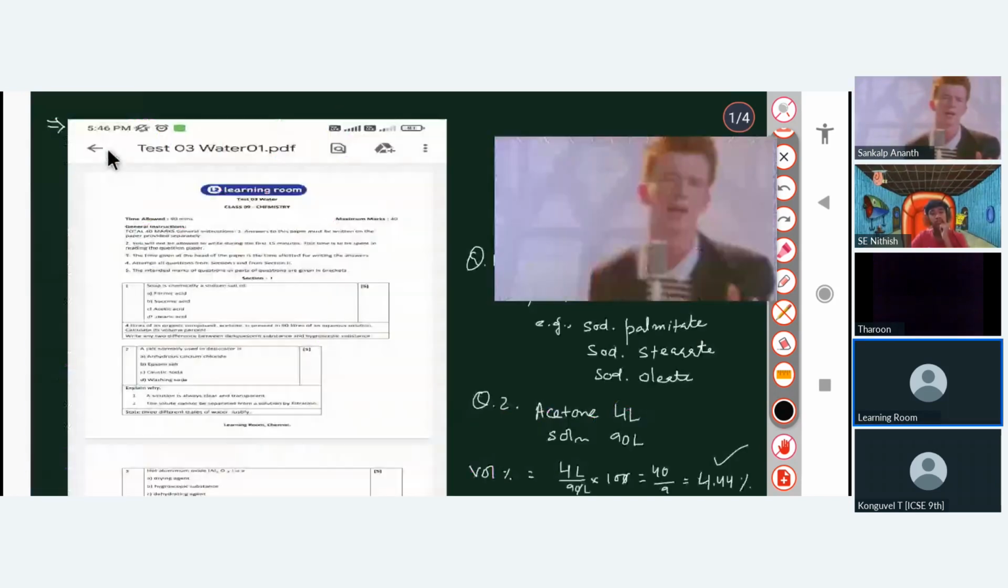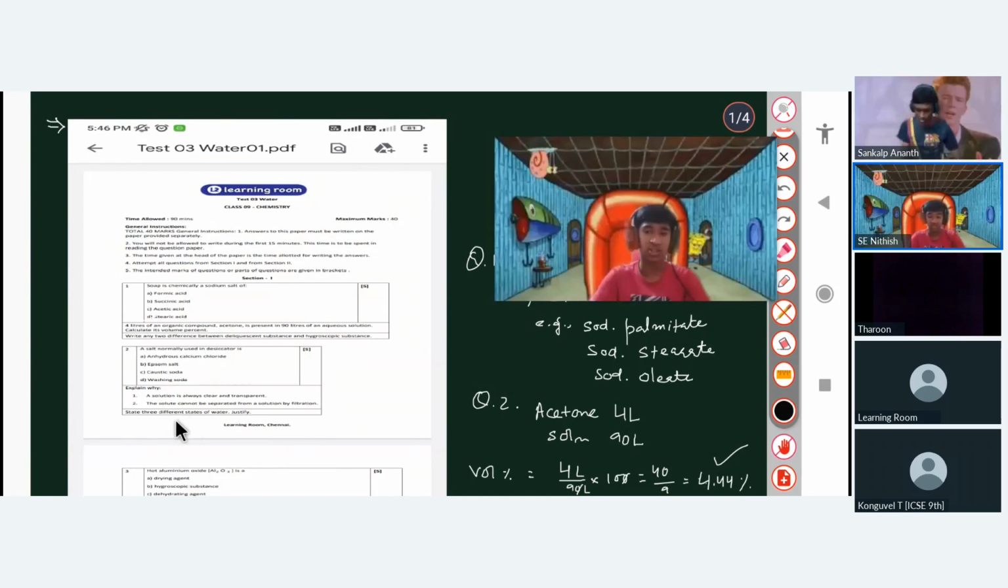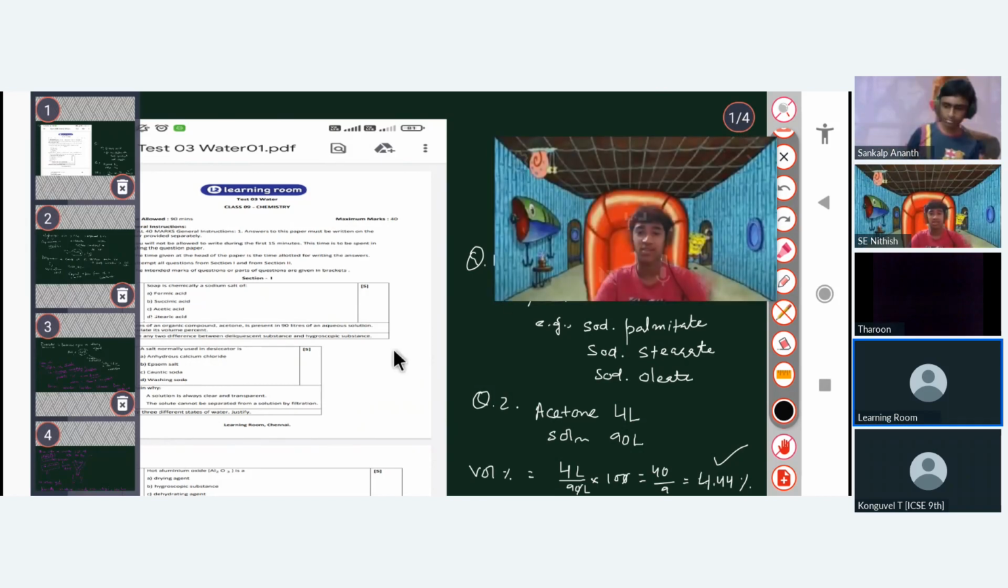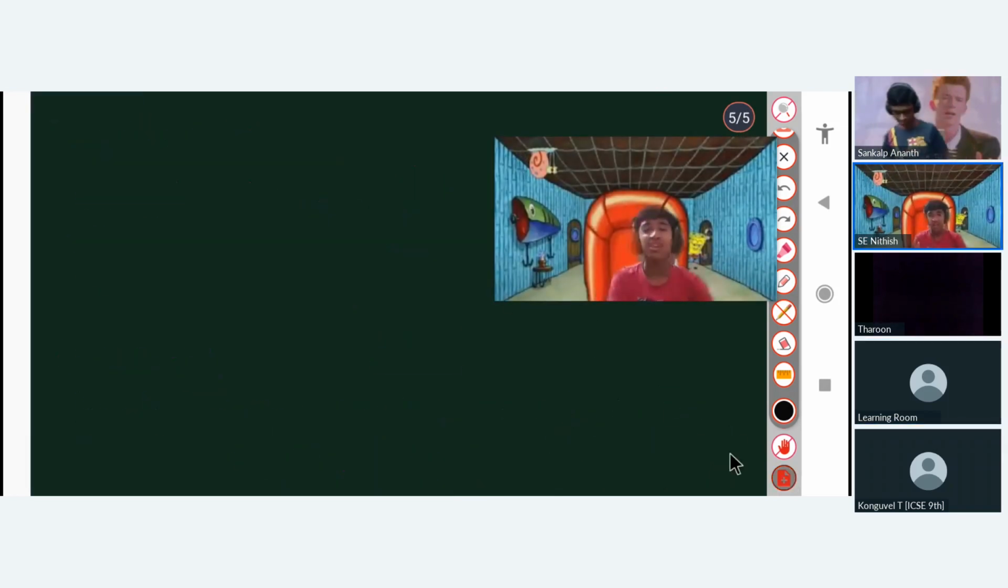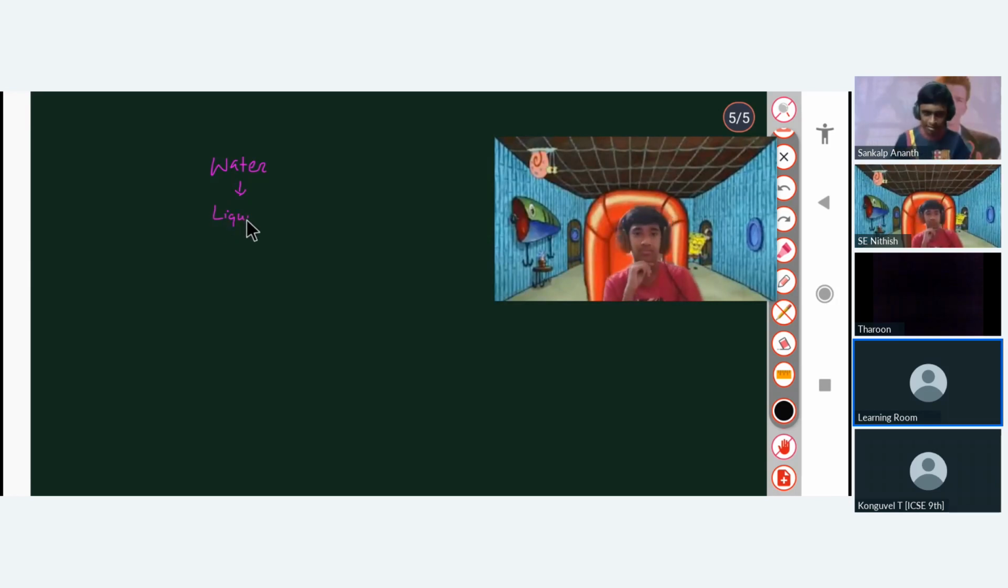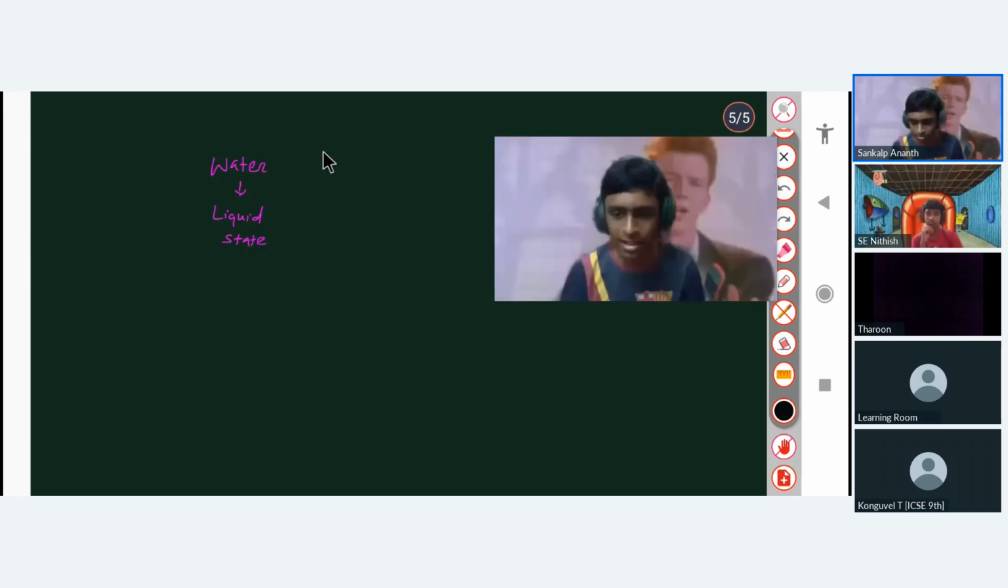Okay, so what was the next question? Write the three different states of water and justify. I think you have done this correctly: solid, liquid, gas, and then I justified how they transform from one another, due to change in temperature. I wrote condensation, vaporization, sublimation. Water under normal conditions exists in the liquid state, correct? Yes, sir.